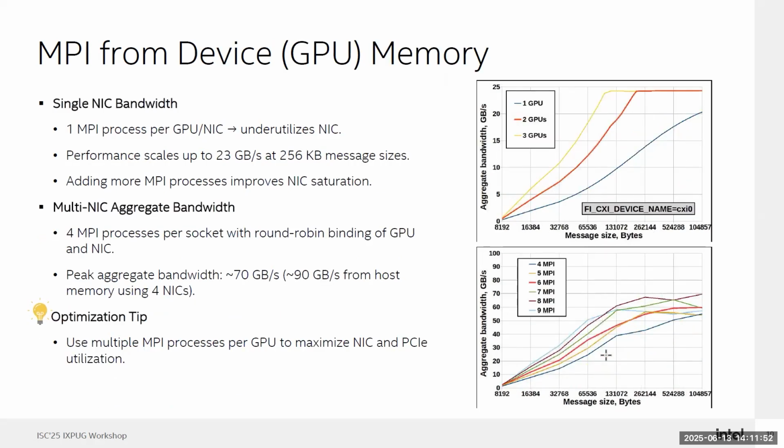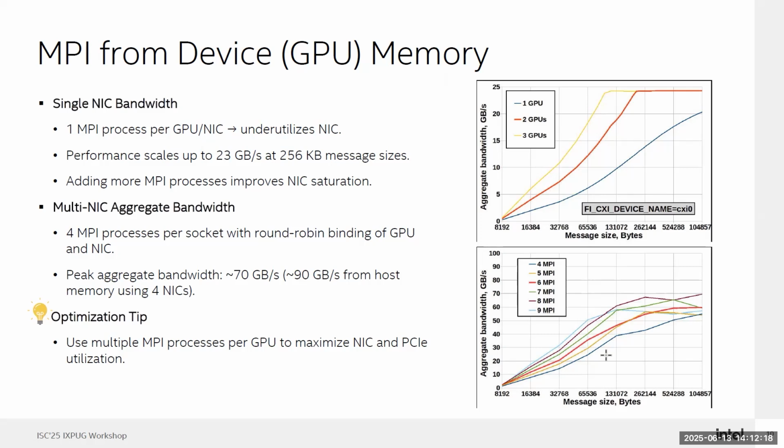Next, we look at the performance when we are using MPI buffers located within the GPU memory. And in the first figure here, we are also using a single NIC within a socket, and each MPI process uses a different GPU. So in that case, for example, if it's 3 GPUs, we're using 3 MPI ranks, one per GPU, and all three ranks are sharing the same NIC.